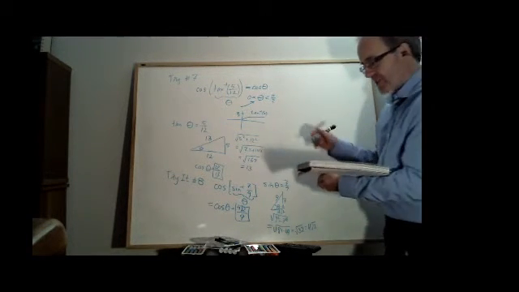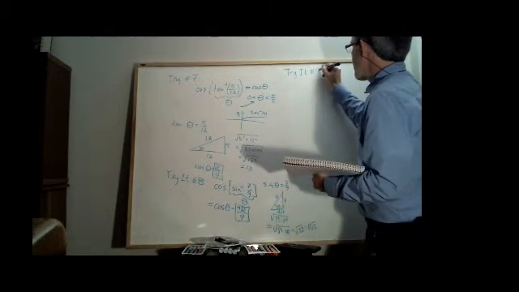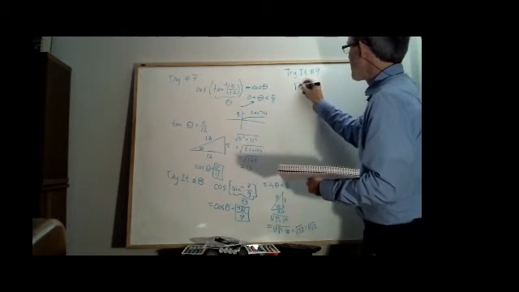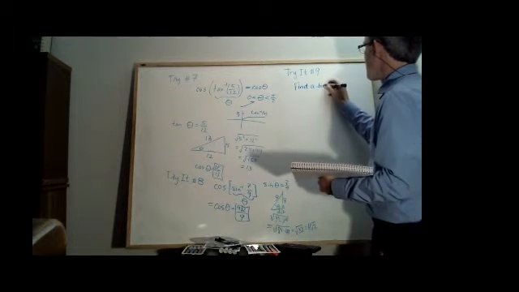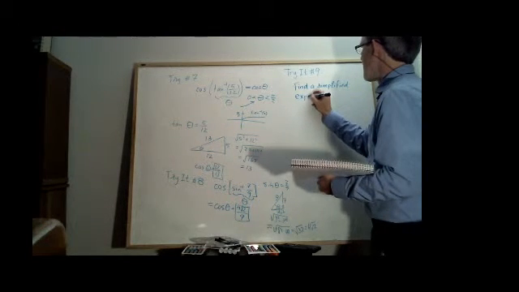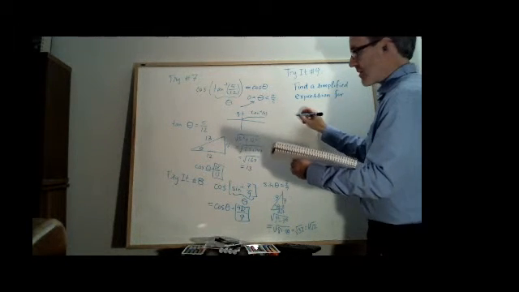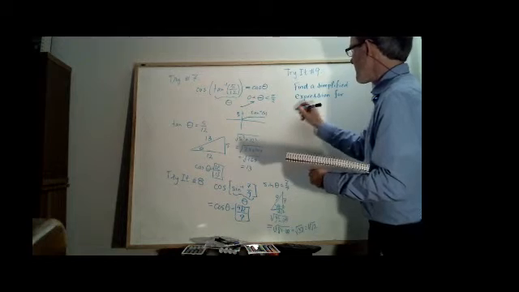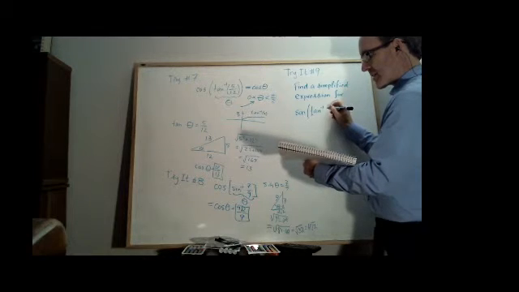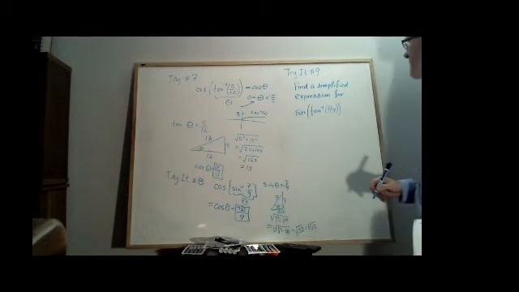Now let's try one more, and then just call it quits after this. So try number 9. Find a simplified expression for sine of tan inverse of 4x. So a simplified expression for sine of tan inverse of 4x.